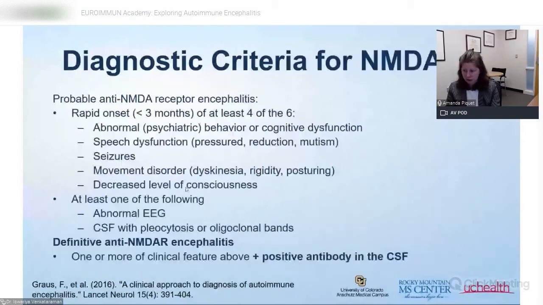In addition to these clinical features, you should have at least one of the following, which is abnormal EEG, looking for abnormal activity, including seizures, and inflammatory spinal fluid or a CSF with pleocytosis. And that is defined as white blood cells greater than 5 in the spinal fluid or the presence of oligoclonal bands. To make the diagnosis of definitive NMDA receptor encephalitis, one must have a positive antibody in the CSF. And it is important to emphasize here that CSF testing really must be done because the CSF antibody testing is more sensitive and specific and is really required to make this diagnosis over just serum testing.